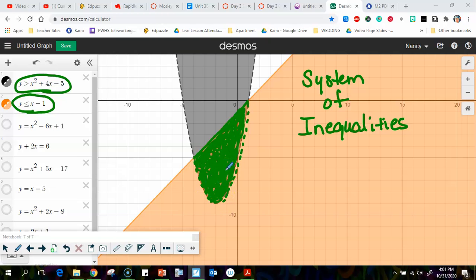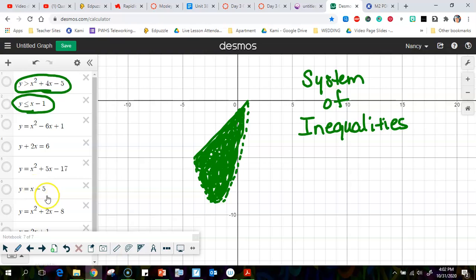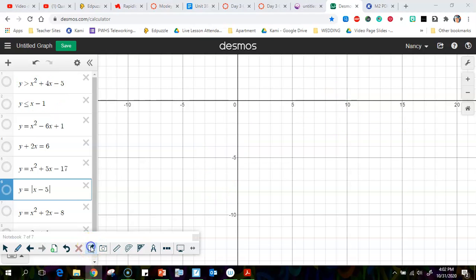Another thing we do in Math 3, and I'm going to make these so they're not visible anymore. Hang on. We might do, let me go down here to this one. I'm going to get rid of that ink. Okay, make this one visible.